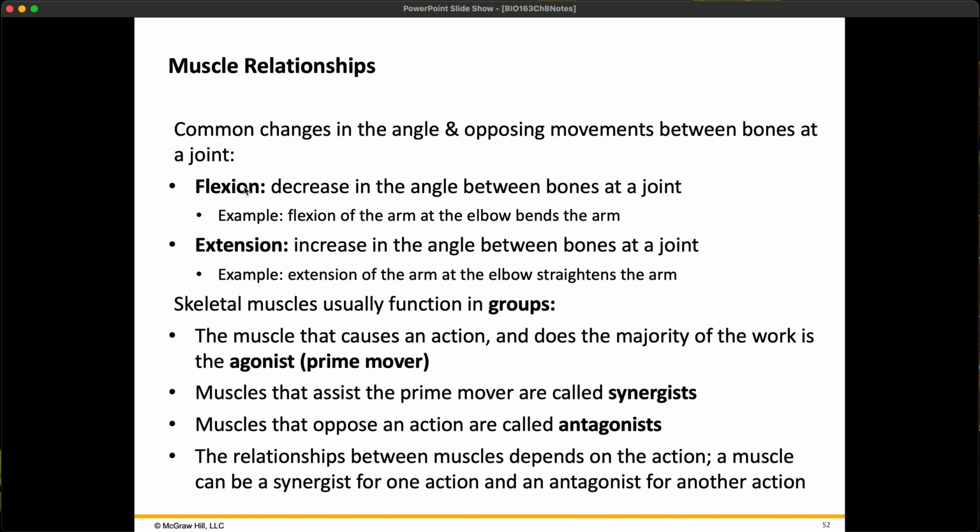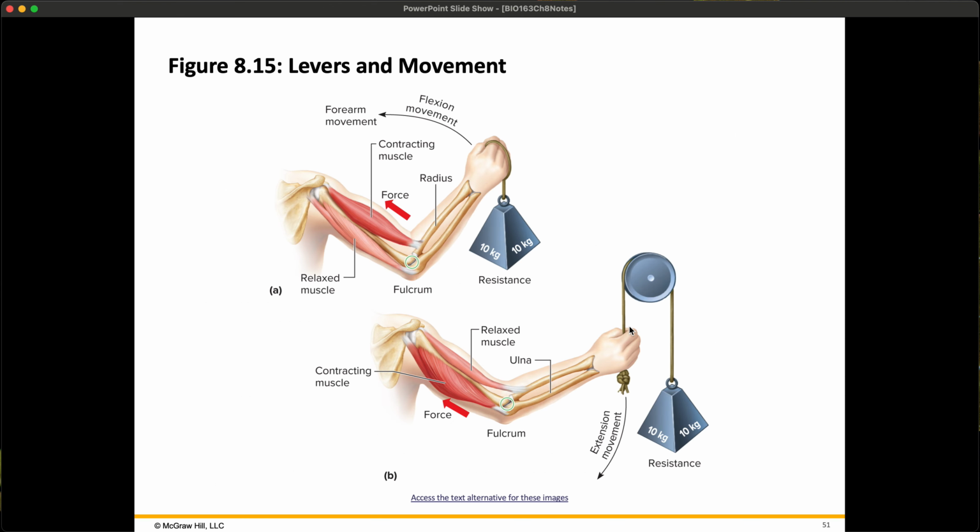Actions are almost always paired, so when you learn one, be sure you're learning the other. And usually muscles function in groups. So like this example right here, we're focusing on the biceps muscle contracting. But even as the biceps muscle is contracting, your triceps has to stay relaxed, but it still has to allow for some engagement to help stabilize.